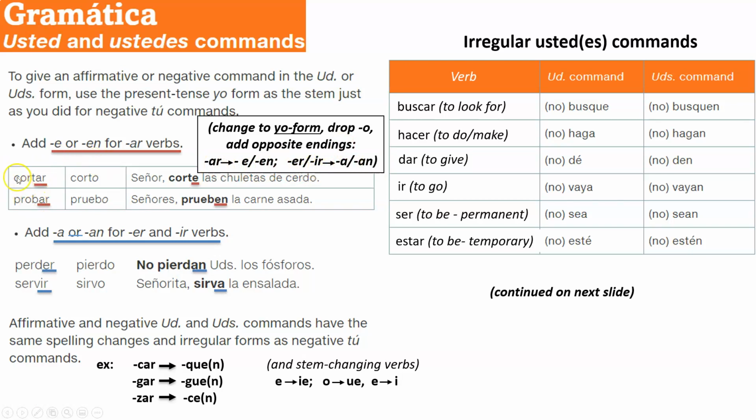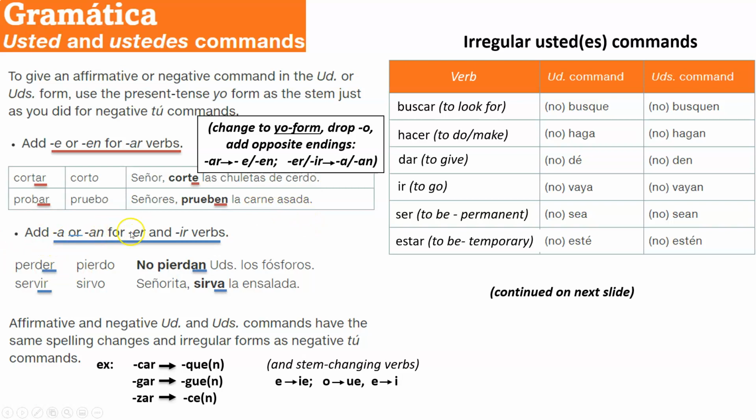So here's AR verbs. Cortar, corto. Señor, corte las chuletas de cerdo. Sir, cut the pork chops. But notice, it's not corta, it's corte, opposite ending. Probar means to taste or to try. Put it in the yo form first, pruebo. It captures the stem changing o to ue. Then drop the o and put opposite ending. AR becomes en if you're talking to a group of people. Señores, prueben la carne asada. So, gentlemen, try the grilled meat.